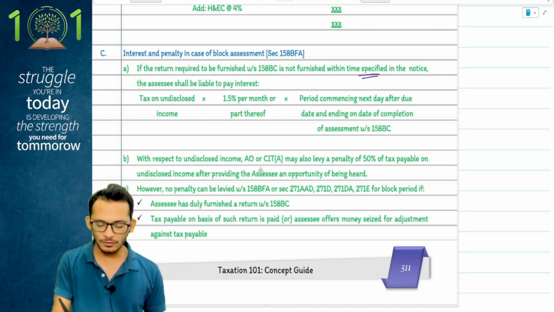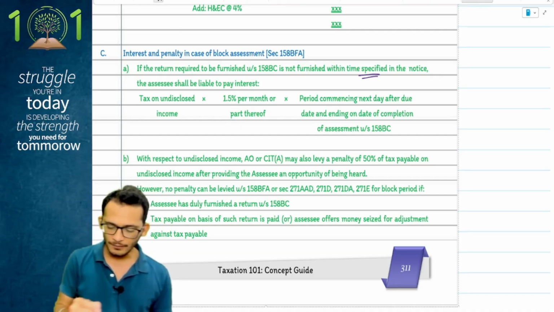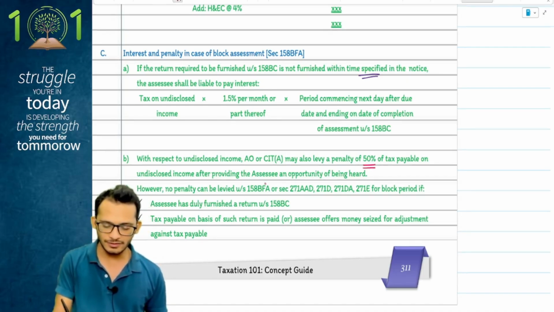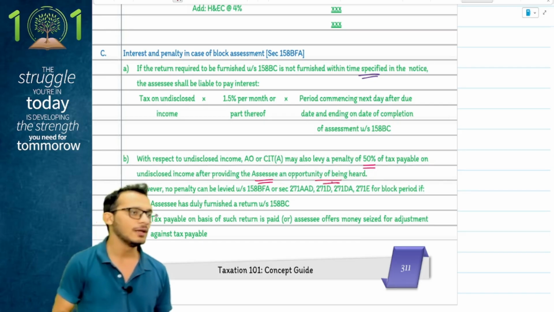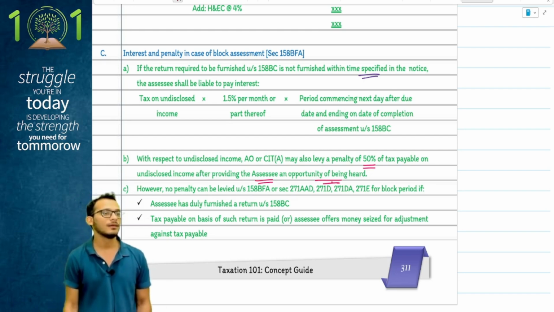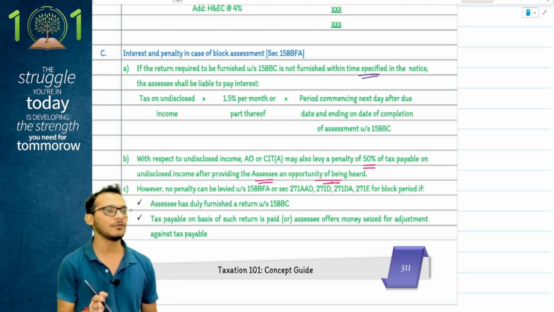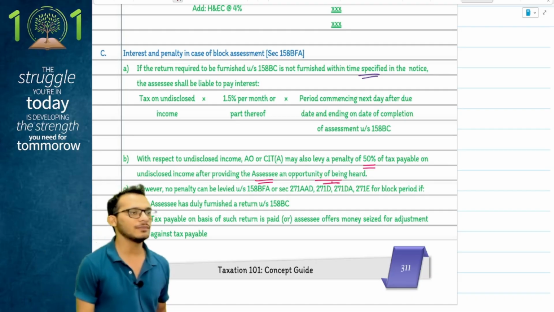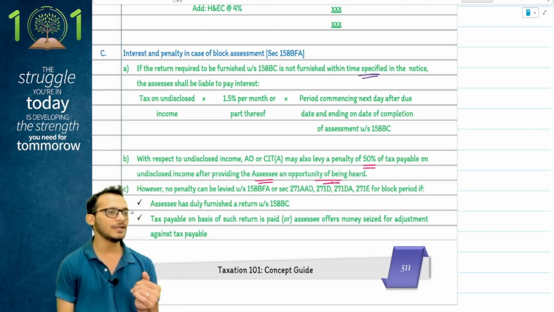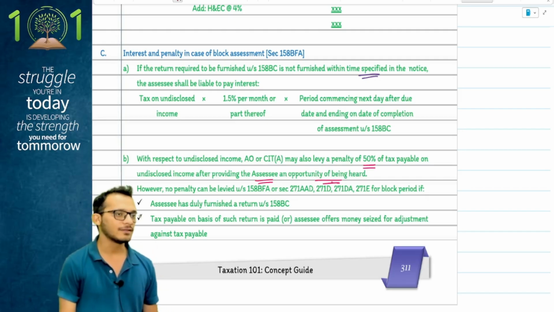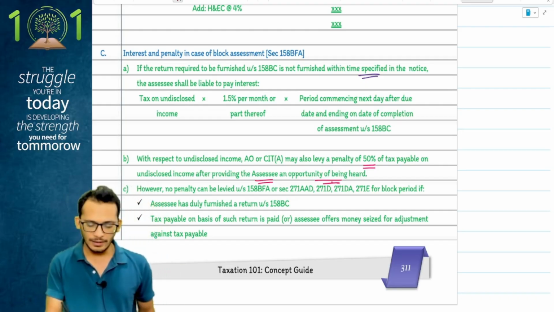Next, with respect to undisclosed income, AO or CIT(A) may also levy a penalty of 50% of the tax payable on the undisclosed income after providing an assessee an opportunity of being heard. Notice carefully, it is 50% of tax payable. It is not 50% of income. It is 50% of tax on income. So 4,000 crores, I told you, 60% of that will become 2,400 crores. On that, cess into 50% will be the final answer.